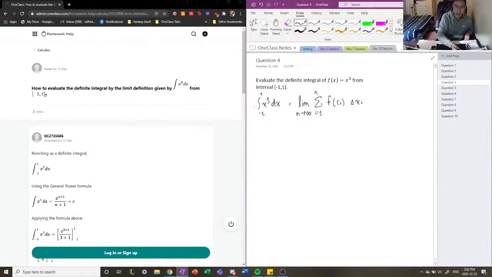Okay, so this notation here basically covers for this formula, which calculates the limit of the sum of the function at ci times delta xi. So what is ci and delta xi? So ci is calculated by the right-hand values, and I'll get into what this all means. And delta xi equals b minus a divided by n.